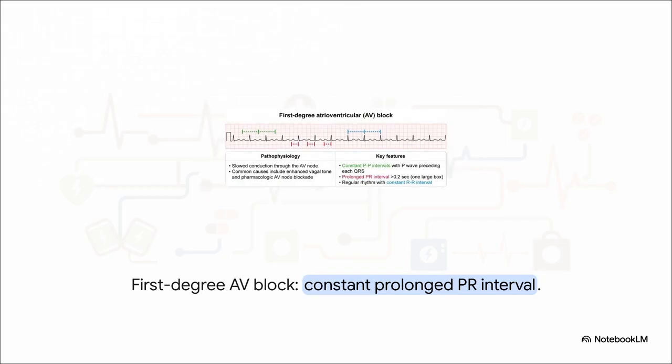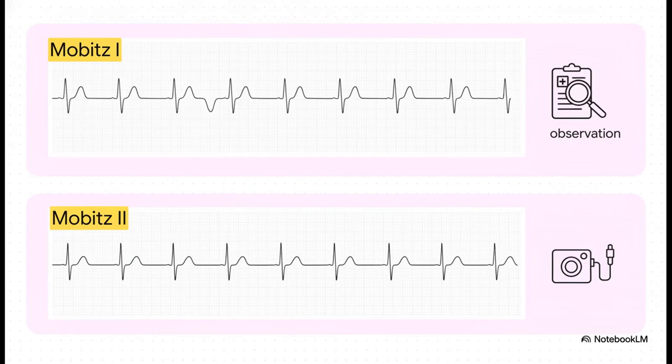Let's break down a first-degree AV block. This is characterized by a constant, prolonged PR interval that's greater than 0.2 seconds. On an ECG, that translates to one large box. Notice how every P wave is faithfully followed by a QRS complex. Because this is just slowed conduction through the AV node and almost always asymptomatic, your standard management here is simply observation.